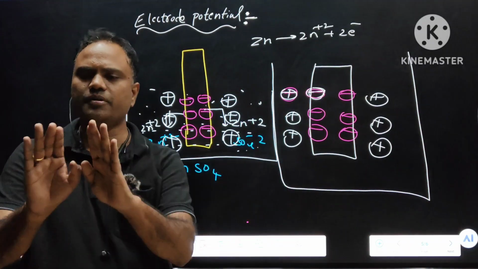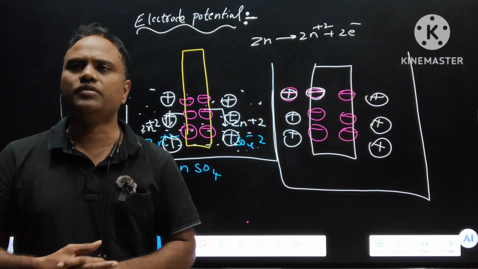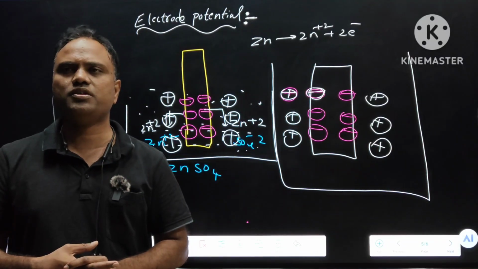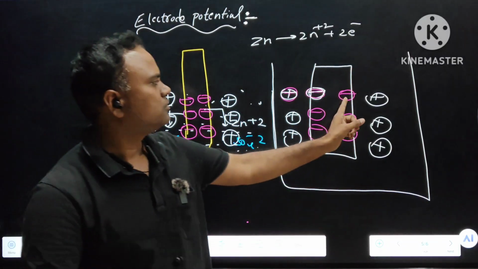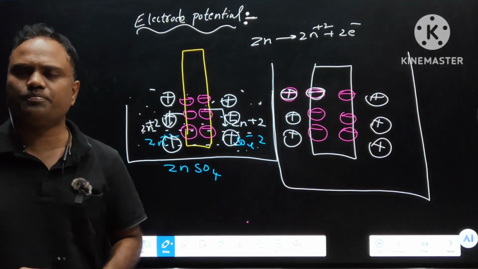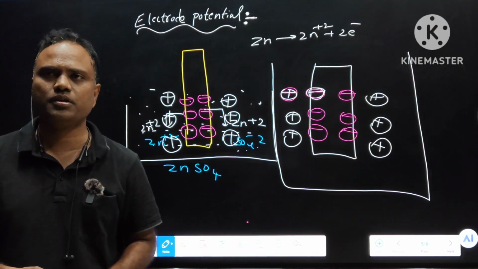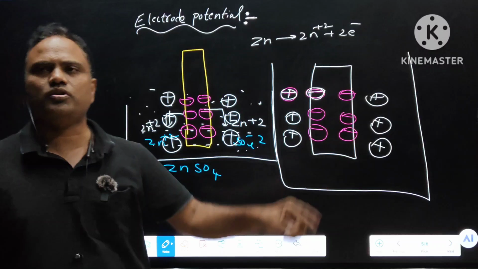Positive and negative side by side. So between them, a potential difference will be developed. Negative and positive, potential difference will be developed. Clear? That is only electrode potential.